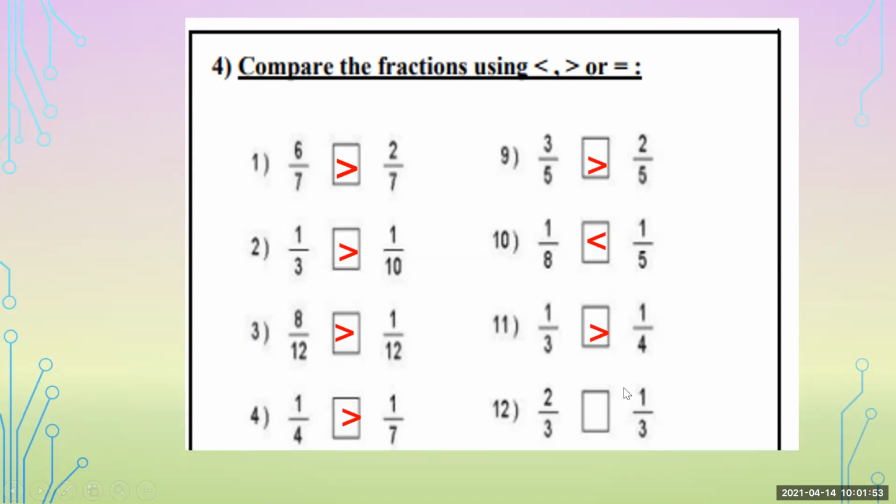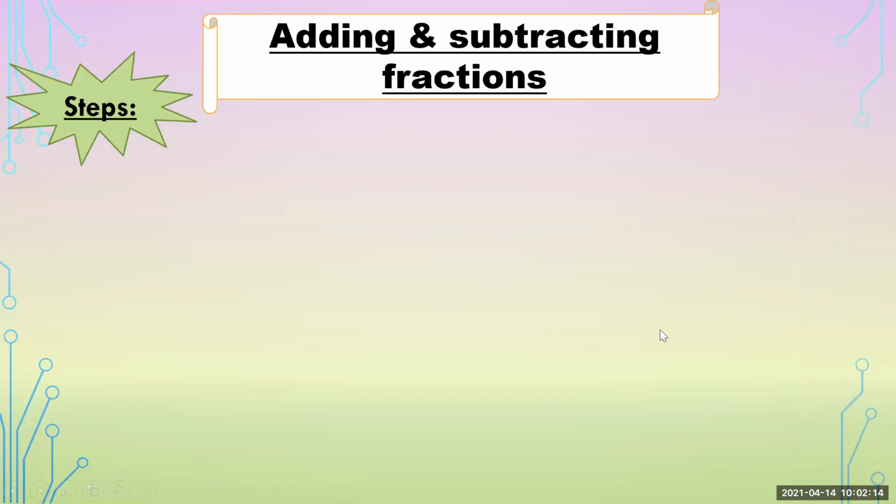2 over 3 and 1 over 3. Is it crazy or normal? It's a normal fraction. So the big is big. So 2 over 3 is bigger than 1 over 3. Excellent, my dears. Now let's start adding and subtracting fractions.